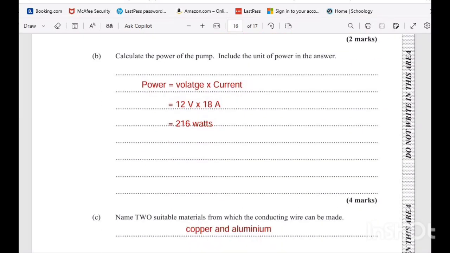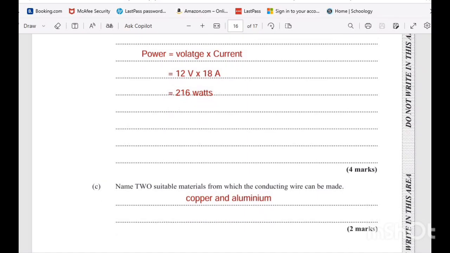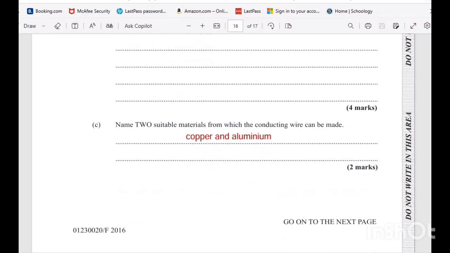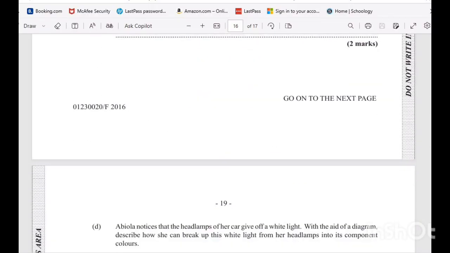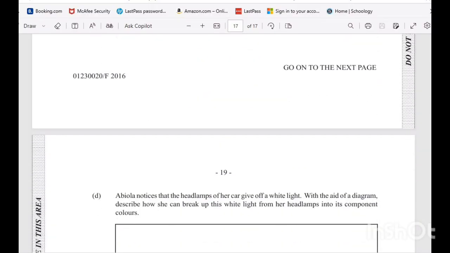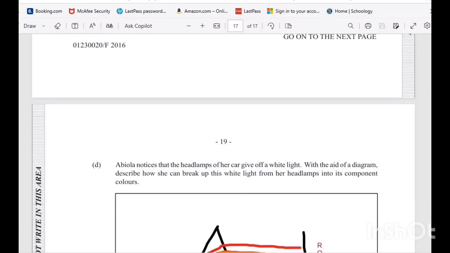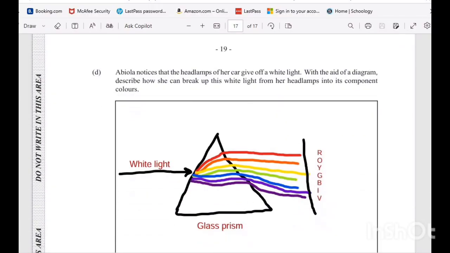It says state 2 suitable materials from which the conducting wire can be made. And 2 materials that can be used to make wires are copper and aluminum. All right, 2 marks. Now it says Abiola notices that the headlamp of her car gives off a white light. With the aid of a diagram, describe how she can break up this white light from her headlamps into its component colors. So this should be what comes to your mind.